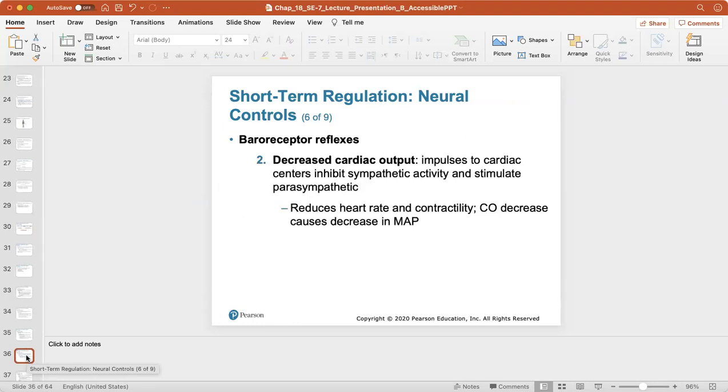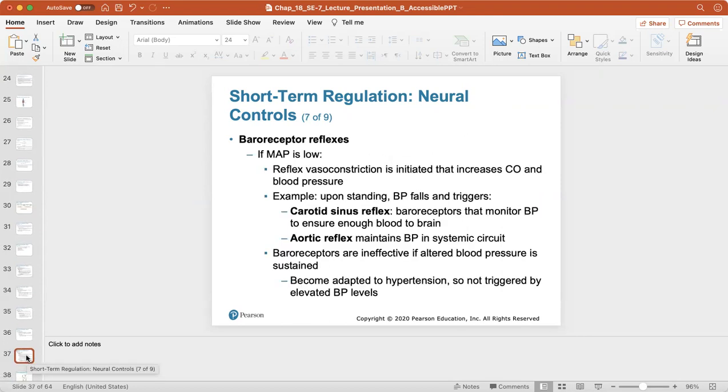Decreased cardiac output: these are impulses to the cardiac centers, which will inhibit sympathetic activity and stimulate the parasympathetic nervous system to try to reduce heart rate and reduce contractility. This will reduce cardiac output, which will reduce mean arterial pressure. If mean arterial pressure is too low, the reflex vasoconstriction will be initiated that increases cardiac output and blood pressure.